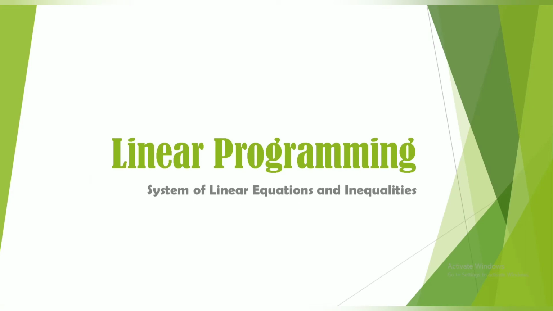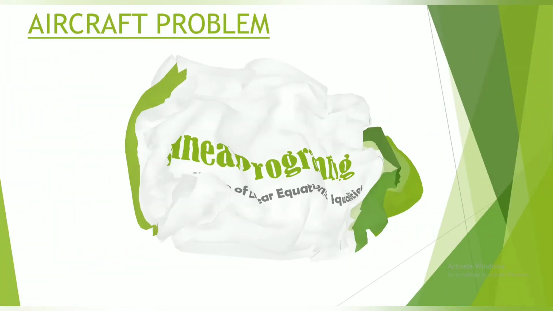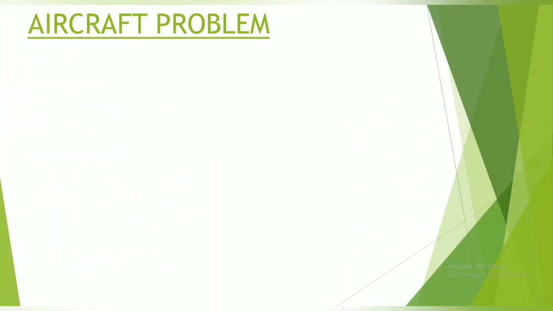This is an example of solving a linear programming case. This is part of a system of linear equations and inequalities. This problem is taken from the Algebra Trigonometry textbook for 10th grade, page 164, number 5, the aircraft problem.